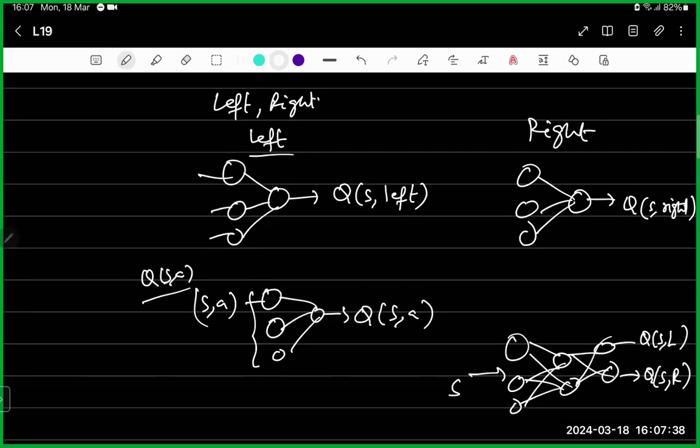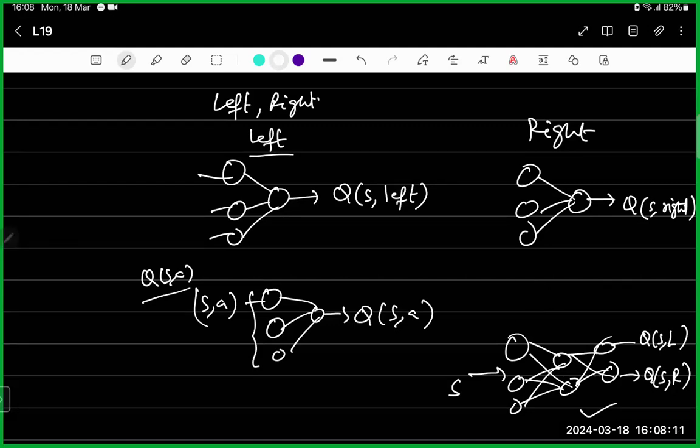Okay. So this is one architecture which is possible. You just input the state and the output will be all possible Q values for that state. So if there are two actions, the output layer will have two neurons. If it is four actions, your output will have four neurons. You just input the state, and the network will output the Q value for all those actions, however many actions you have. Is this clear?